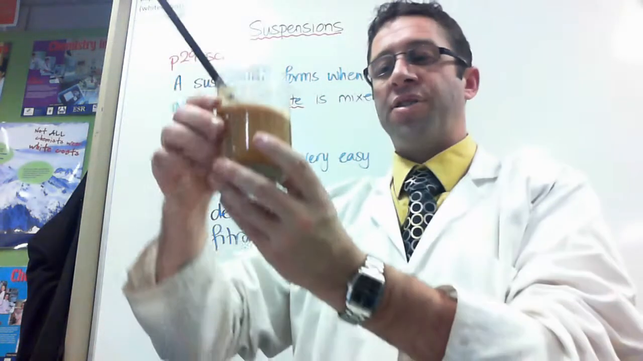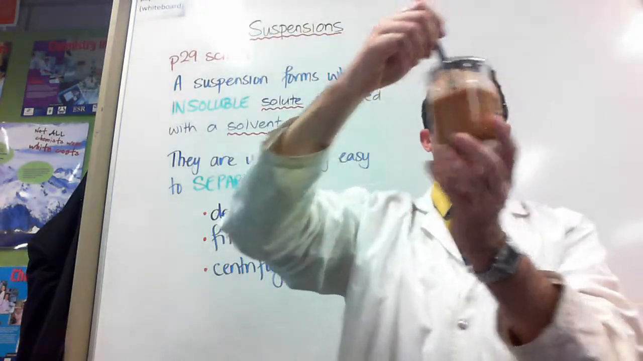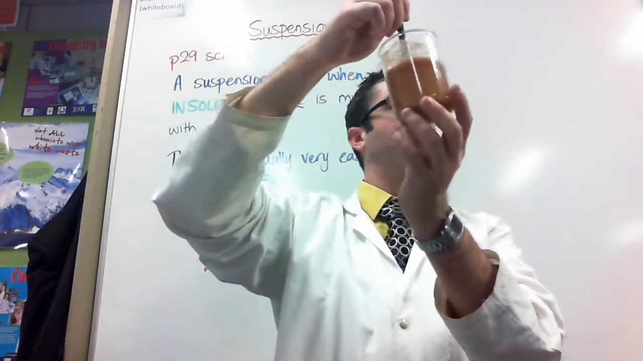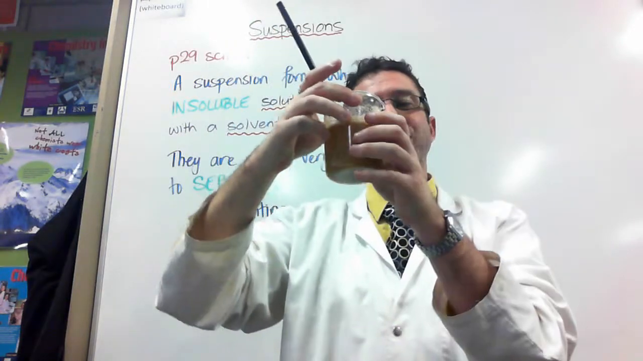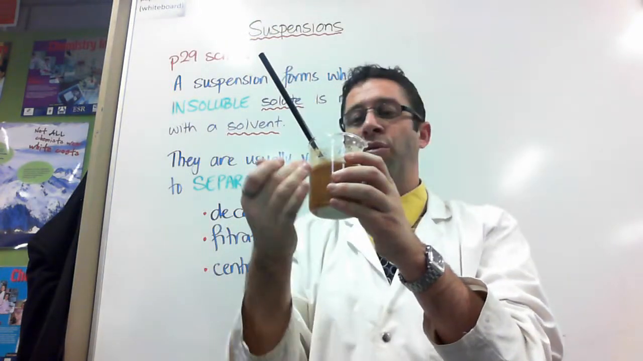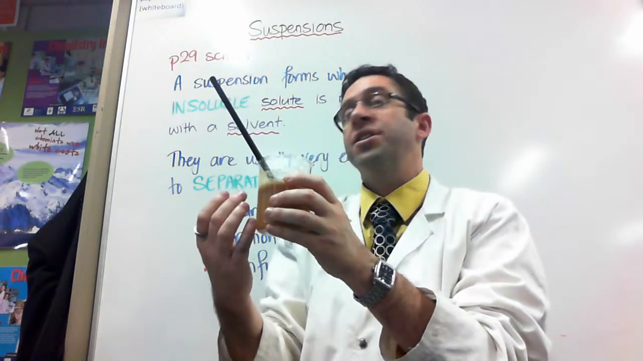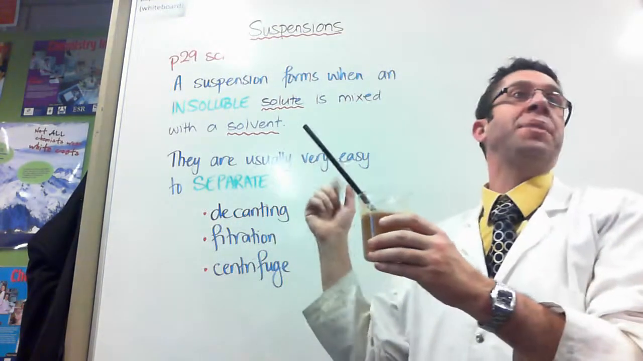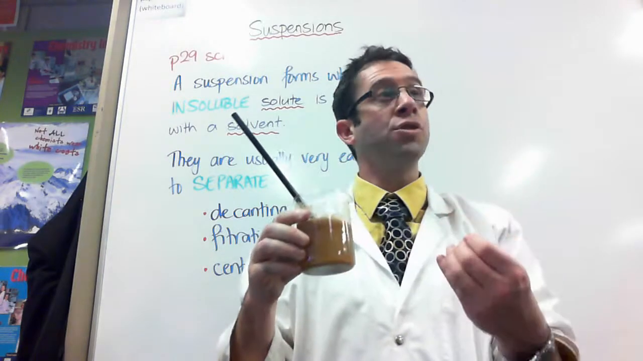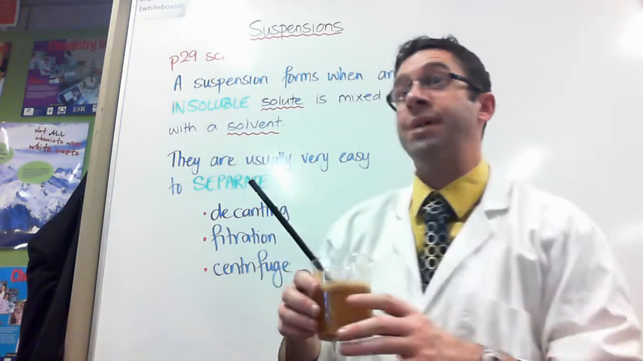And the first way that we know it's a suspension is that there's stuff floating on the top or stuff sitting on the bottom. It's all a bit cloudy or murky. A suspension hasn't dissolved what we call the solute. It just hasn't dissolved. It's insoluble. If it was soluble, it wouldn't be called a suspension. It would be called a solution. And we're going to learn about those next week.